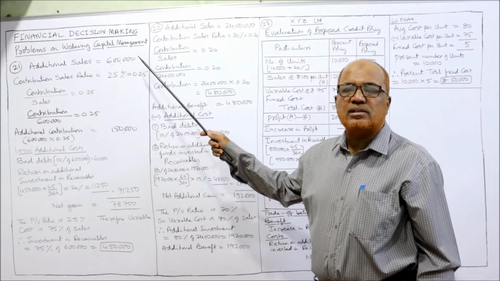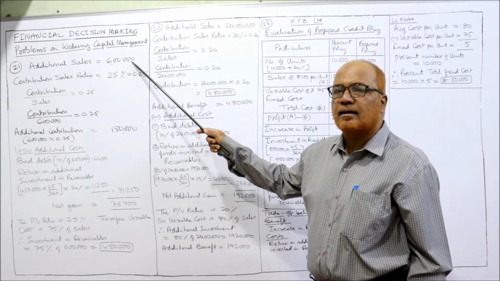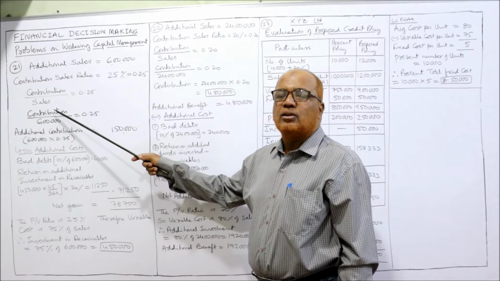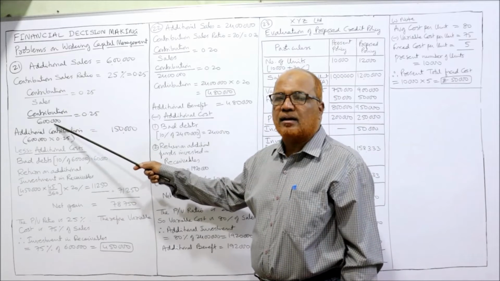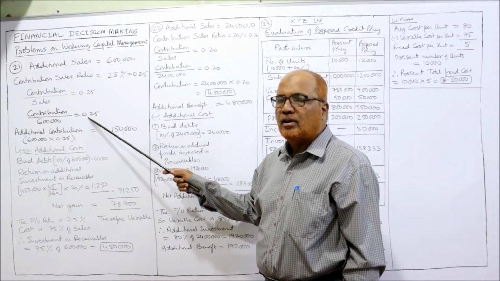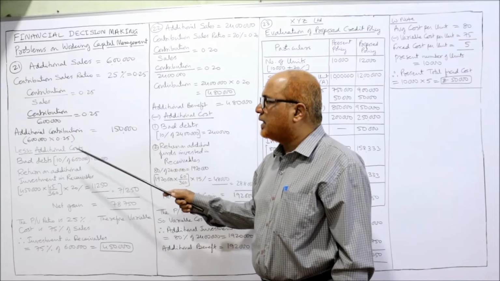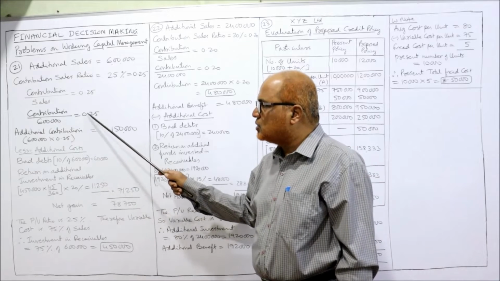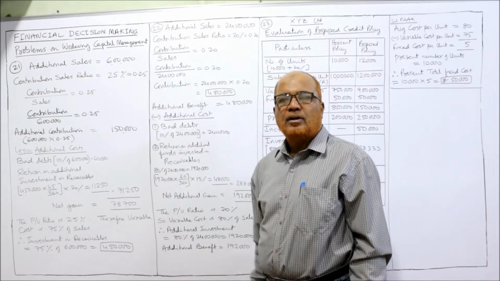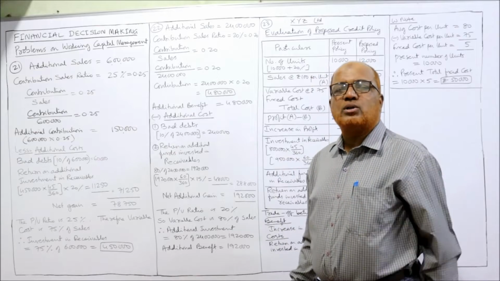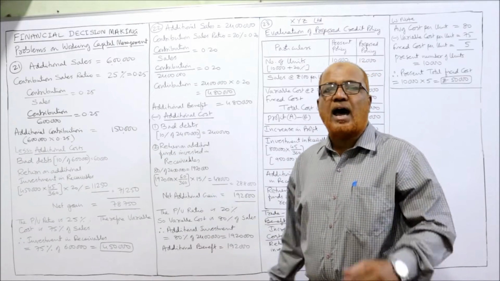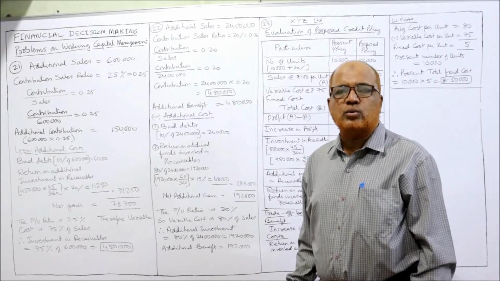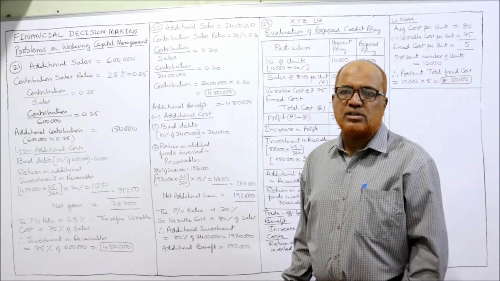In this formula, contribution we don't have, but sales are given. How much are the additional sales we are getting? 6 lakh. So in place of sales, I am writing 6 lakh. So contribution by 6 lakh is equal to 0.25. Now if I make a cross multiplication, then additional contribution is equal to 6 lakh into 0.25. So 6 lakh into 0.25, 1,50,000 is the additional contribution the company is going to get from this new policy.